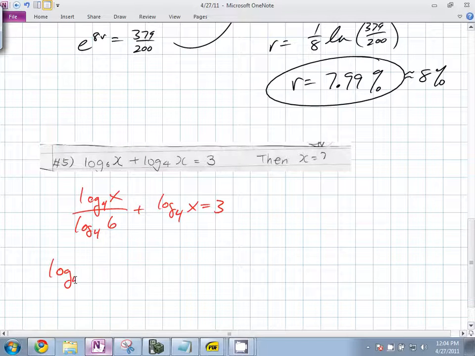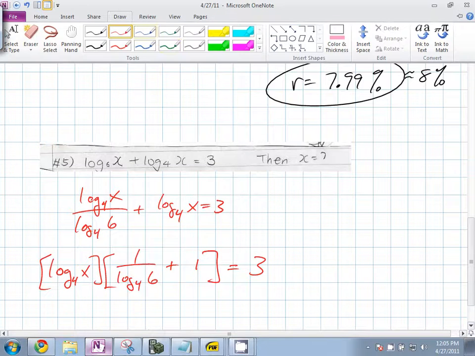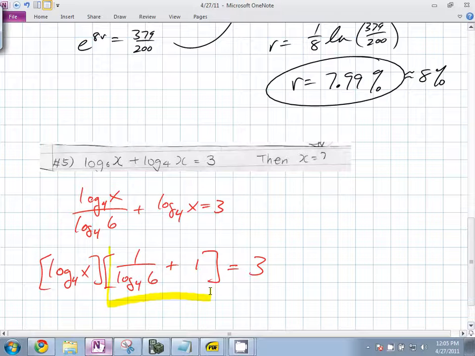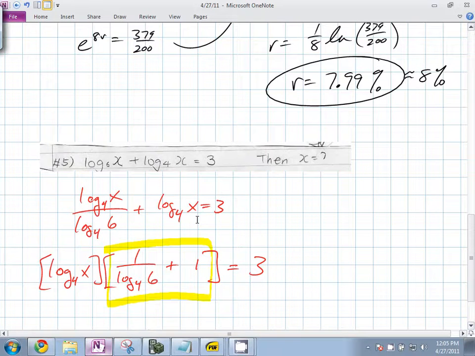Log base 4 of x times what? 1 over log base 4 of x plus equals. Now this thing right here, everybody, is just a number. So let's give it a name. What letter do we want to call it? Let's use z. It looks like 2, so we have to be careful. How about f? Just something you don't use too often as a variable.